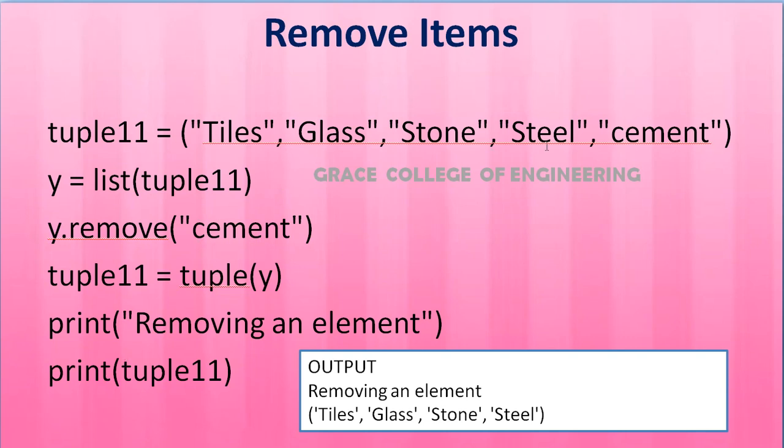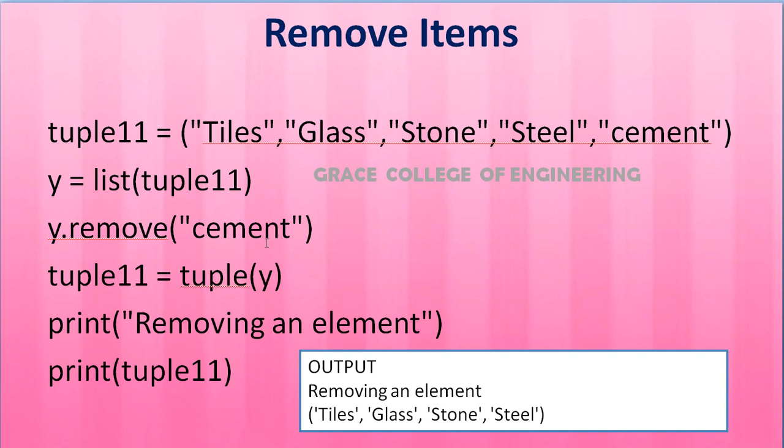So first the tuple is created. Then y is a new variable which is equal to list of that tuple name, which needs to be given here. So it is converted to a list now. Now it is a list, in a list I can do any operation. So y dot remove of cement. The particular element cement is removed.